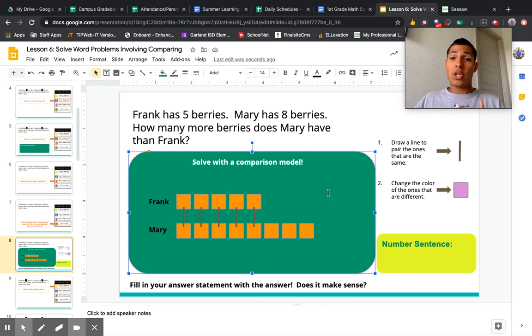So we're going to change the colors that are different, right? All we're going to do is take our green, our purple, and just cover it up. Boom. Cover that one up because these aren't the same. These don't have any pairs here. These don't have any pairs.